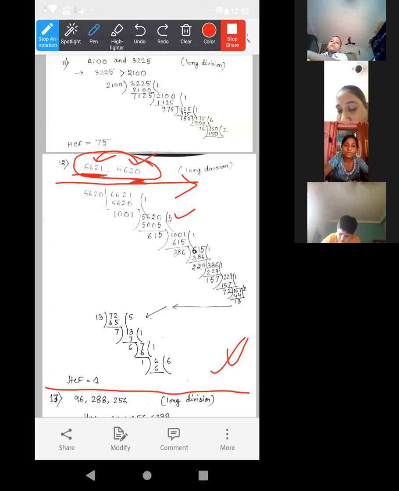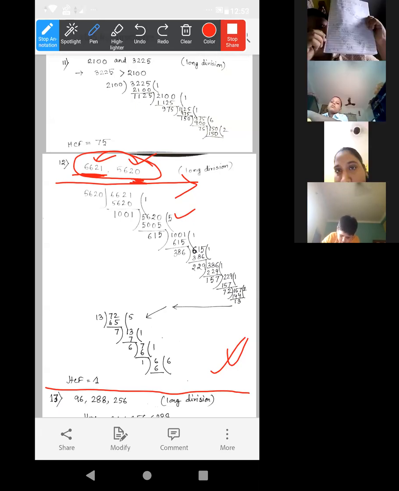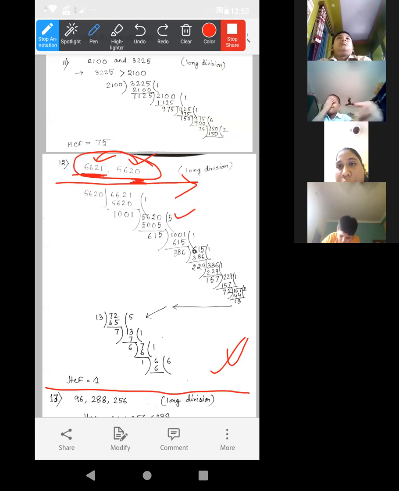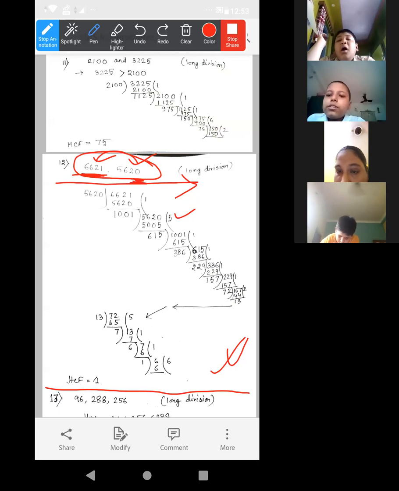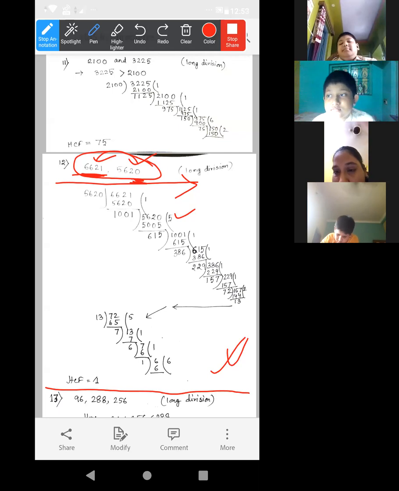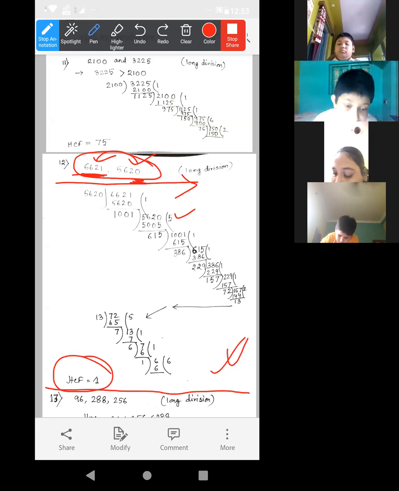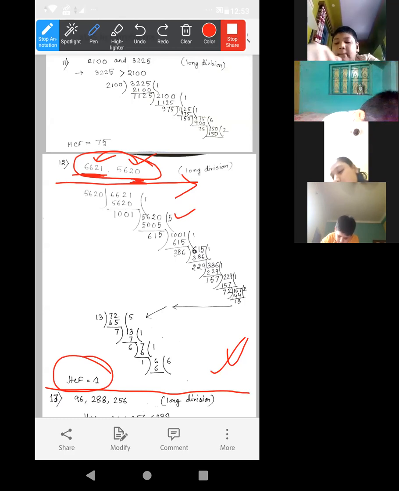Why? Do you know the definition of co-prime? Amitrajit, why are these 2 co-prime? Ma'am, because their common factor is only 1. Only 1. Listen to me very carefully. If their HCF is 1, then they are co-prime numbers. If the HCF of 2 numbers is 1, then those numbers are known to be co-prime of each other.